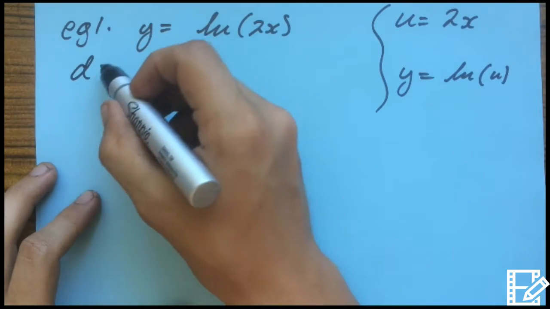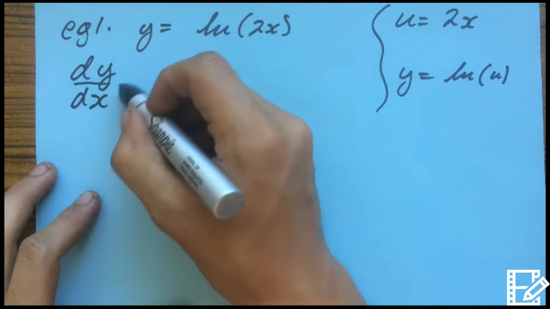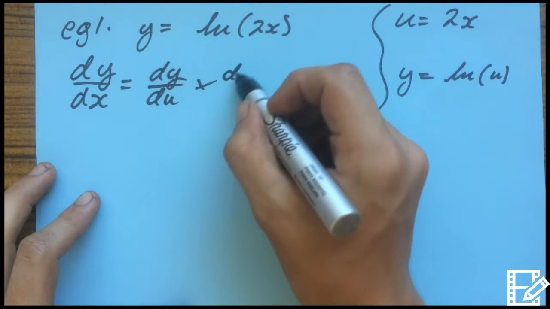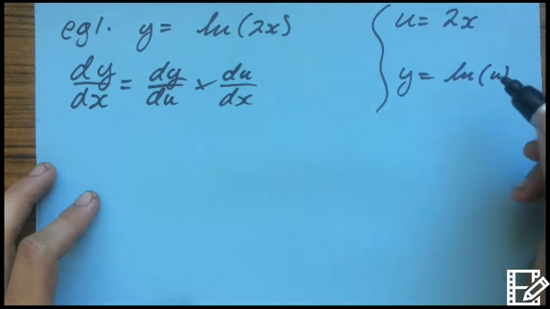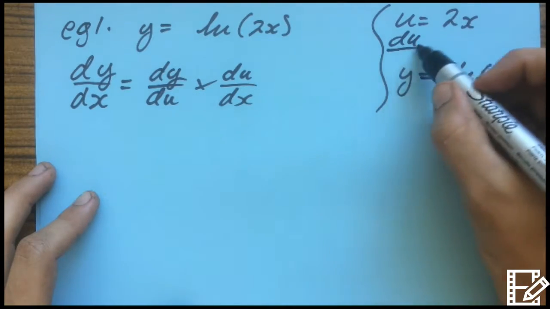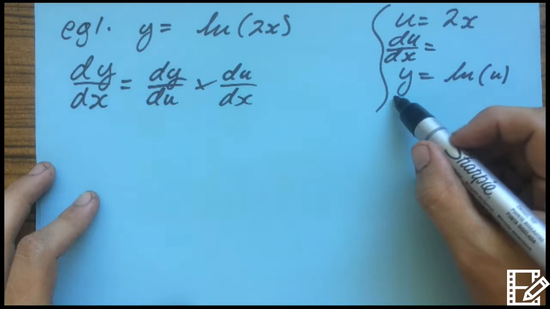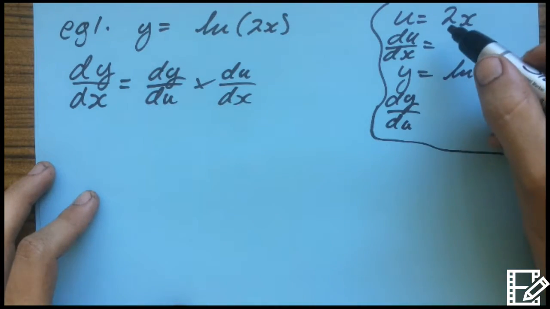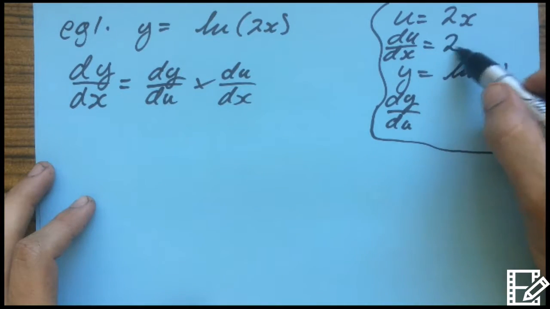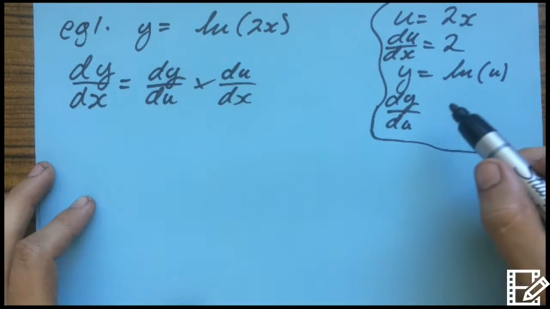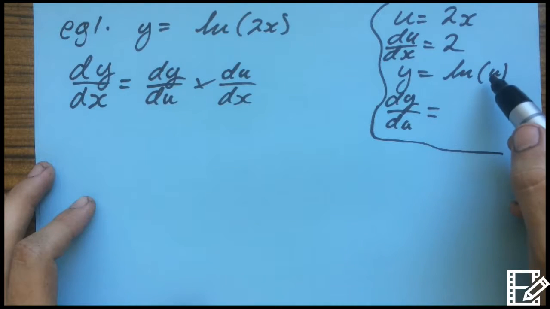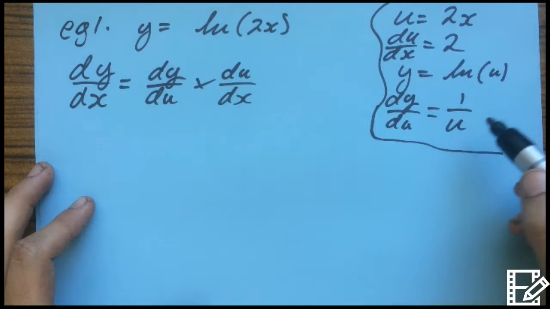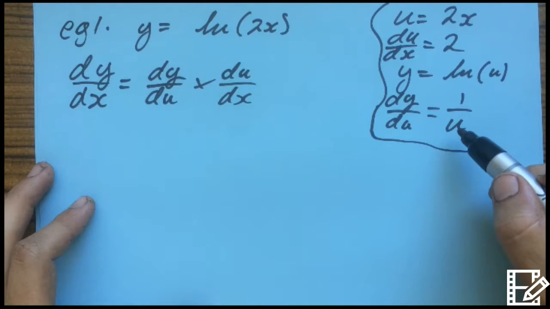So the formula: the derivative of y with respect to u multiplied by the derivative of u with respect to x. So we need to find the derivative of u with respect to x and the derivative of y with respect to u. So the derivative of u is just 2, and the derivative of ln u is just 1 over u, because whatever's in the brackets just becomes the denominator.